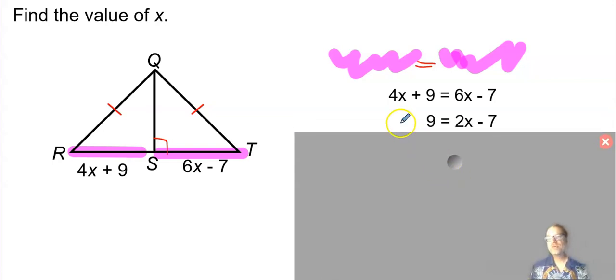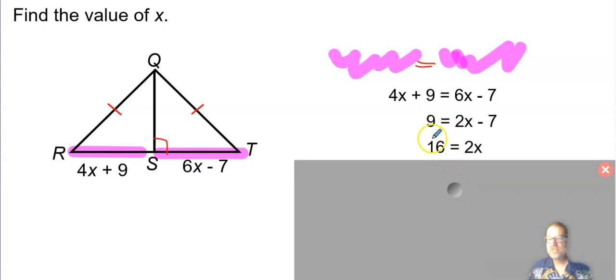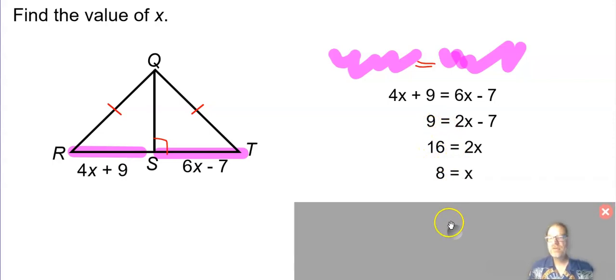Move the smaller x over. I subtract 4x from both sides. 6x minus 4x is 2x. Add 7 to both sides. 9 plus 7 is 16. Divide both sides by 2. And I get x equals 8, and we are done. Easy.